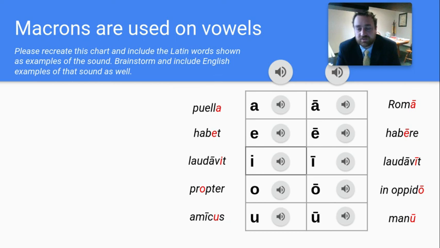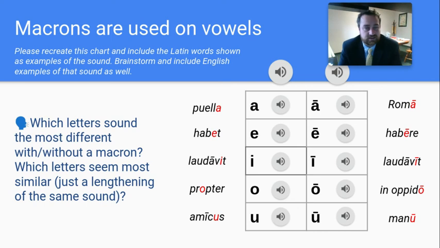Okay, so you can play with this as often as you need, and I'd also suggest that you think of some English words that have that sound in them. You can chat about this too before maybe going on to the next slide. Maybe the sub will pause the video briefly, but I've kind of already answered this question. Which letters sound the most different with and without a macron? Which letters seem most similar, just lengthening of the same sound?